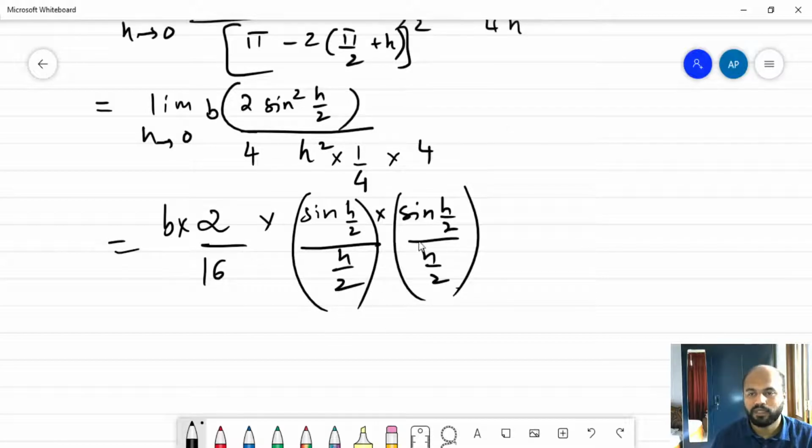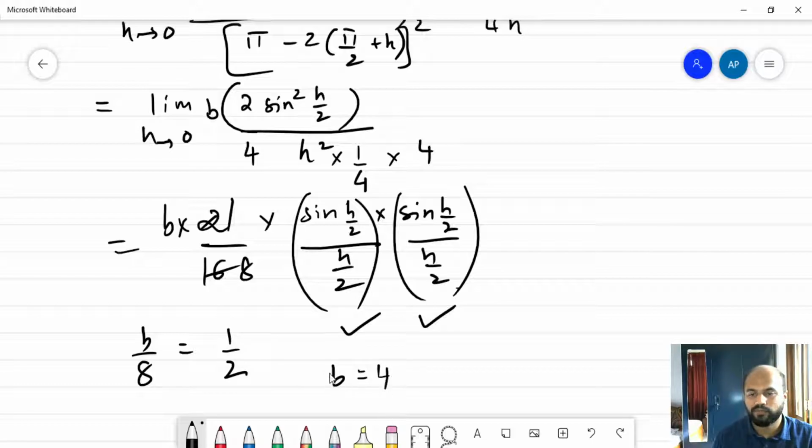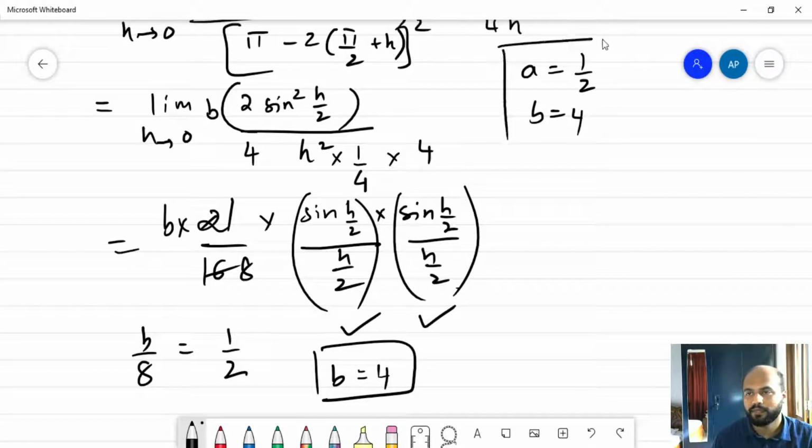So now that we have got this, this is going to be 1, this is going to be 1, as h tends to 0, 2 8s are. So what we get is b by 8 is equal to half, which means that b is equal to 4. So overall what we have got is a is half and b is 4, provided the function is continuous at x equals pi by 2.